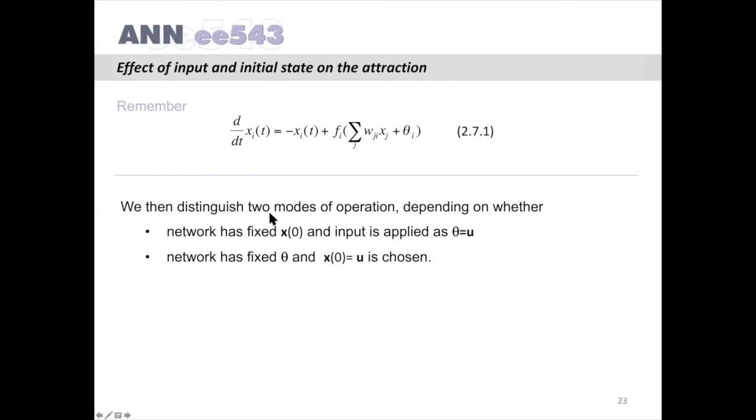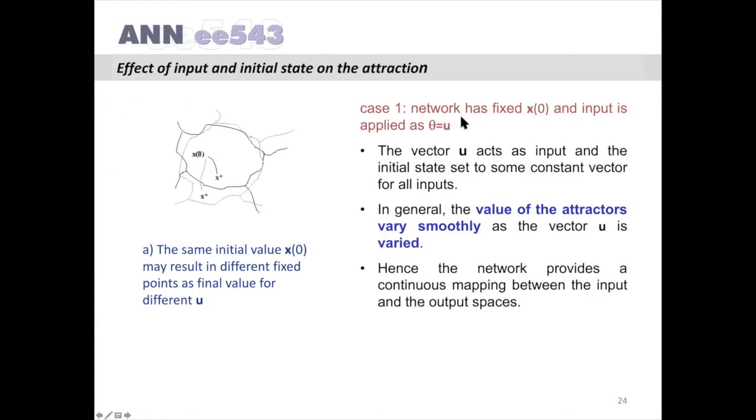We then distinguish two modes of operation, depending on whether the network has fixed x0 and input is applied as theta equal to u, or the network has fixed theta and x0, the initial state, is set to the input. In the first case, the network has a fixed initial state and input is applied as theta equal to u. The vector u acts as input and the initial state is set to some constant vector for all inputs.